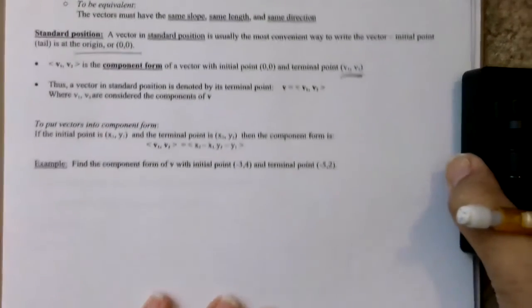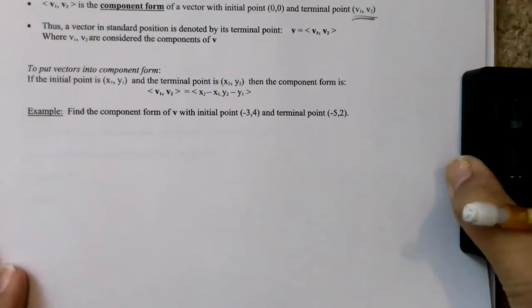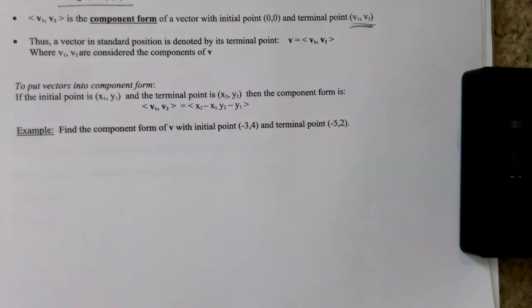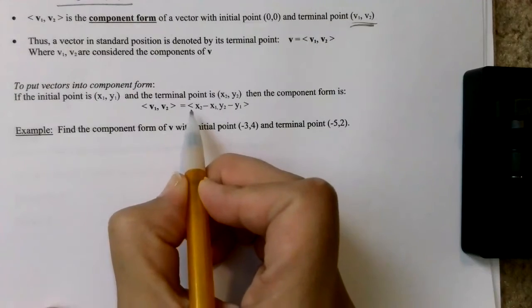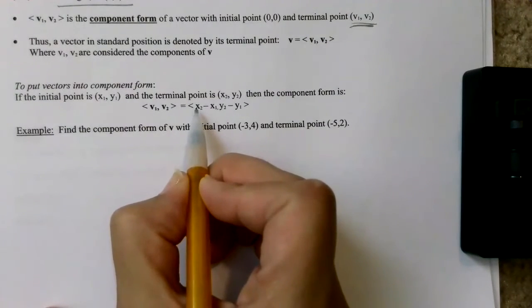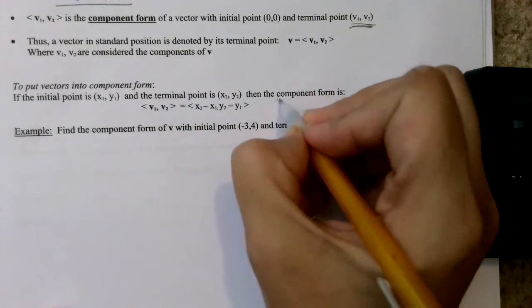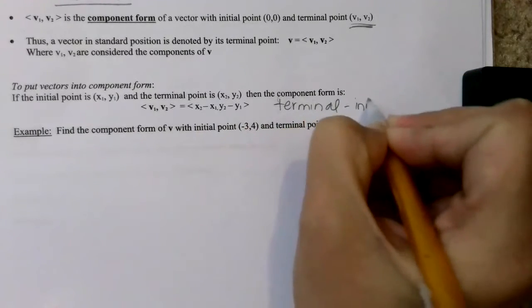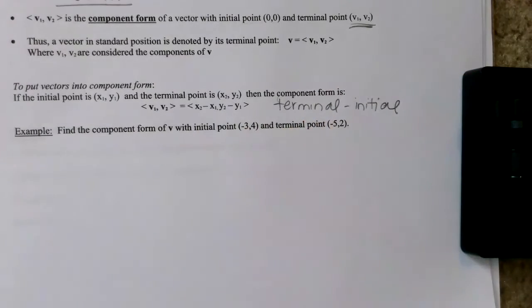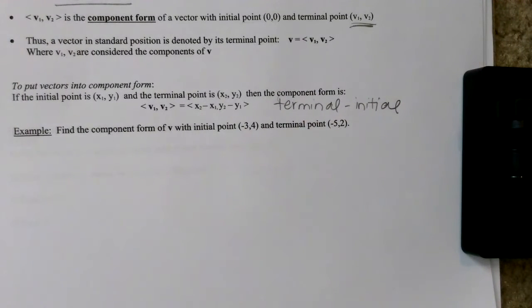So let's practice putting one vector into component form or moving it to standard position. It gives you a little formula here if you wanted to do it algebraically. And the formula is just take the terminal point and subtract the initial point, and that will put it in component form. So let's do that first with this problem, and then we're going to pick it up and actually move it on a graph so you can see whichever way is easier for you that it comes out to be the same.